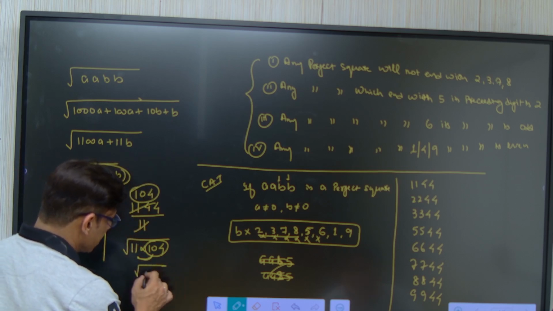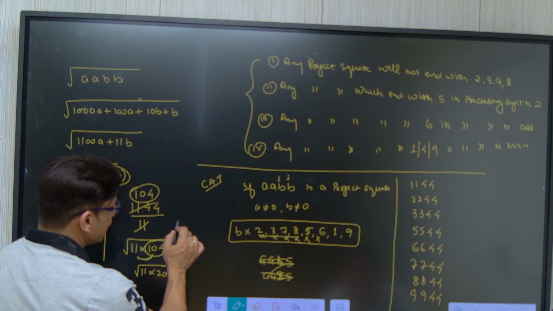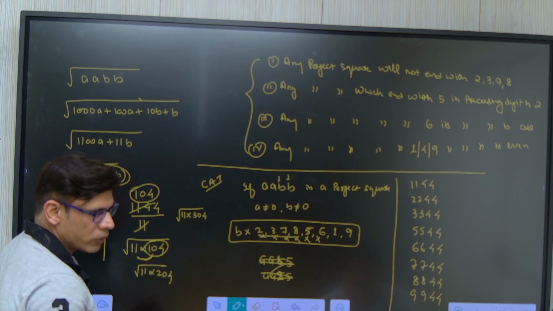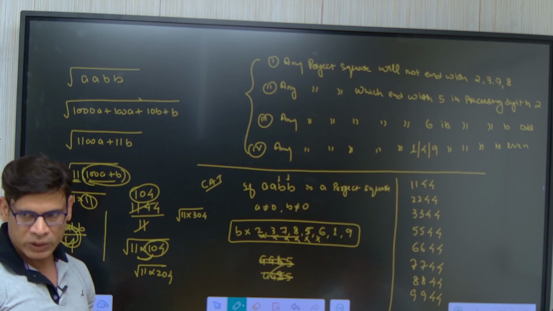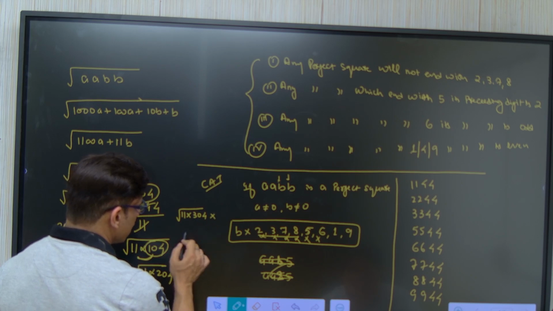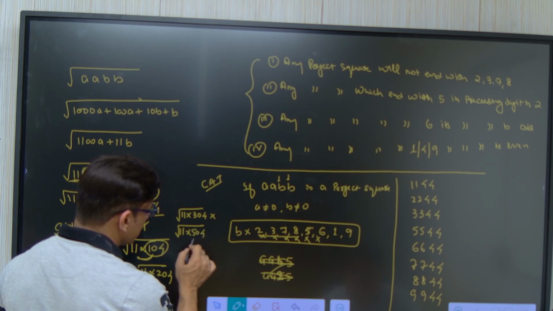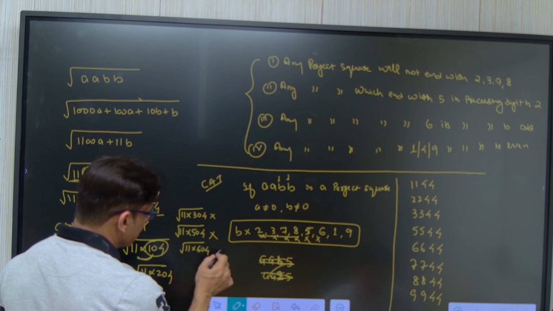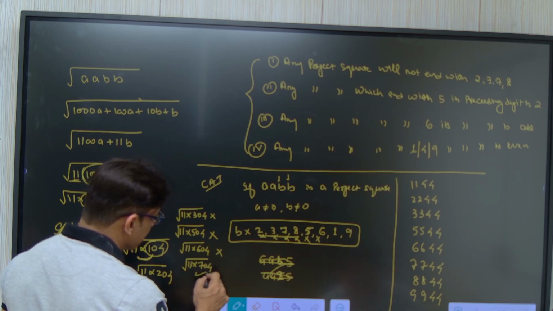So अंदर क्या बचेगा? 11 into 204. Is 204 divisible by 11? थर्ड क्या बनेगा? 11 into 304. You understood why 304? When you are dividing with 11, the thing which is left is what? 304. Is it divisible by 11? No. Then what we have? 11 into 504. Is it divisible by 11? No. 11 into 604 divisible by 11? No. 11 into 704 divisible by 11? Yes.